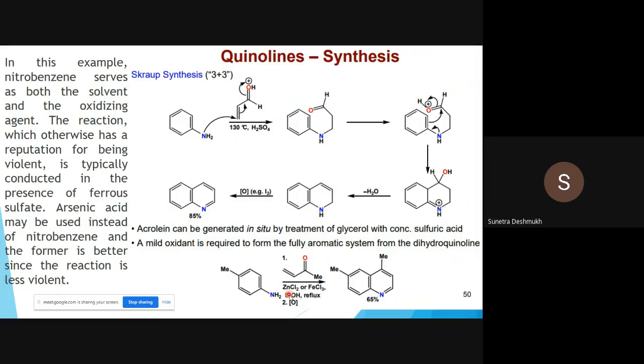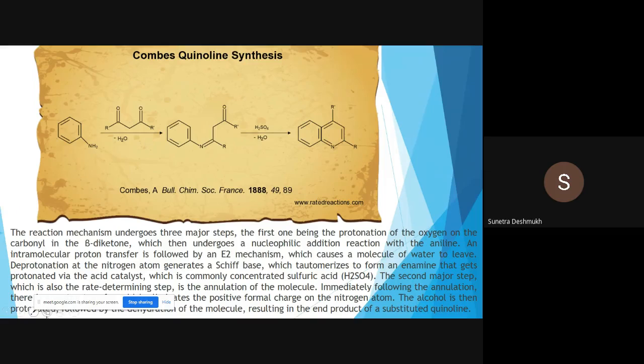This is a modified synthesis with some different catalysts. They have used zinc chloride and FeCl3 as a Lewis acid catalyst. So with the help of this one also we can synthesize our substituted quinolines. So this is the Skraup synthesis, which is a 3 plus 3 reaction, not a cycloaddition, but 3 plus 3. We can add three atoms from one starting material and three atoms from the other starting material.